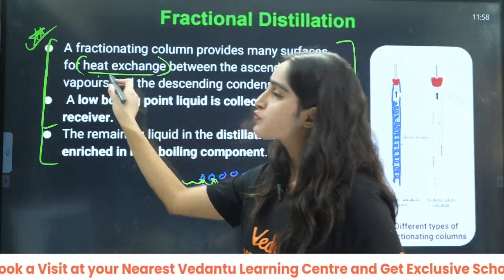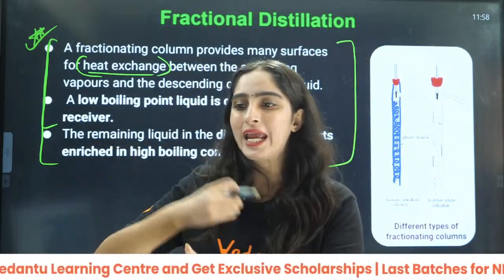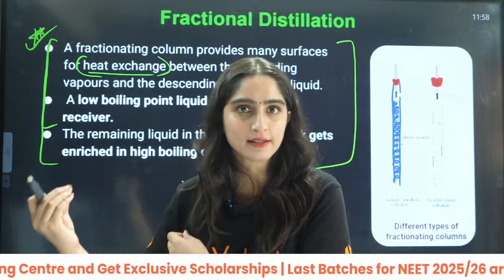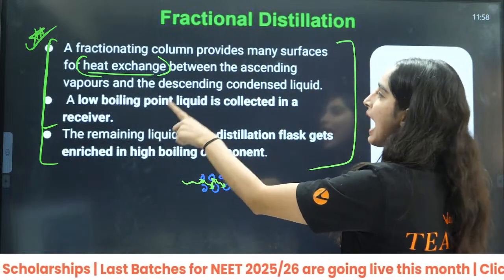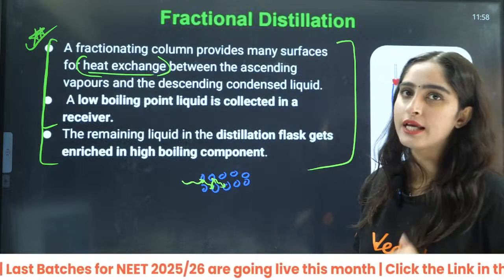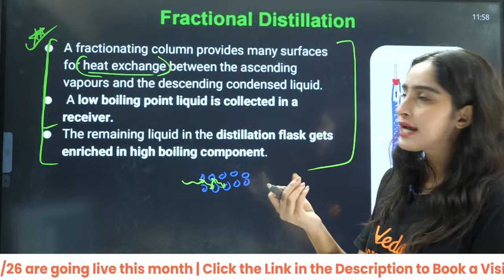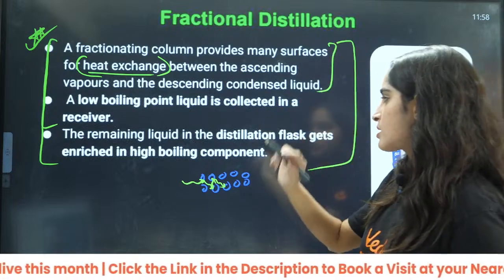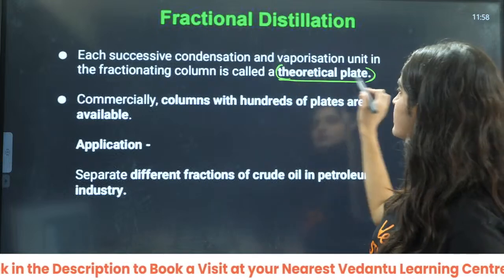In physics, we know this law that whenever we collide with something, we exchange some amount of heat there. So we are exchanging heat between the ascending vapors and the descending condensed liquid. Both of them are exchanging the heat. And there is one more name for that, that is theoretical plate.